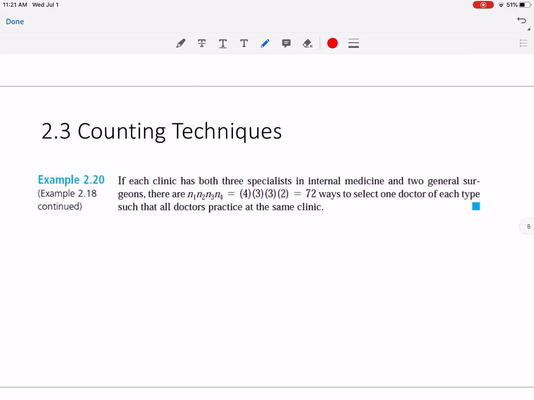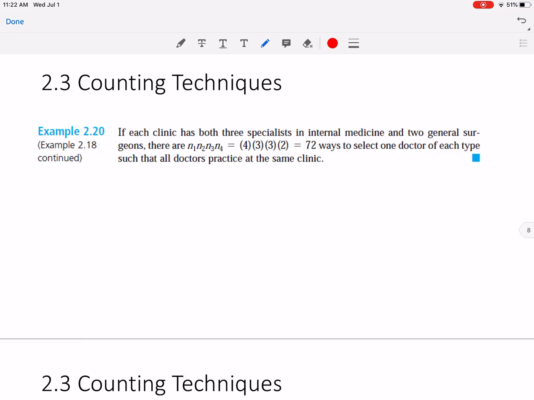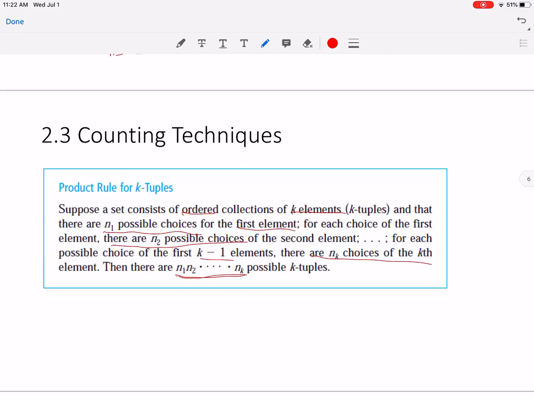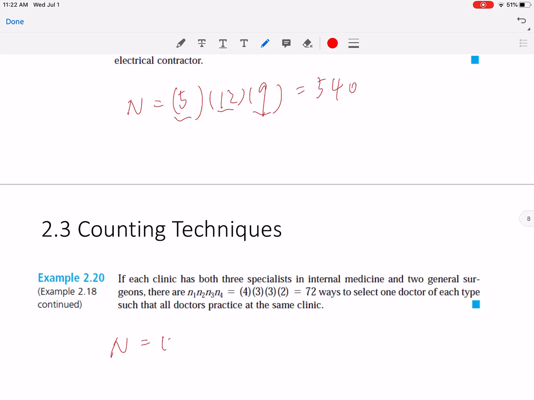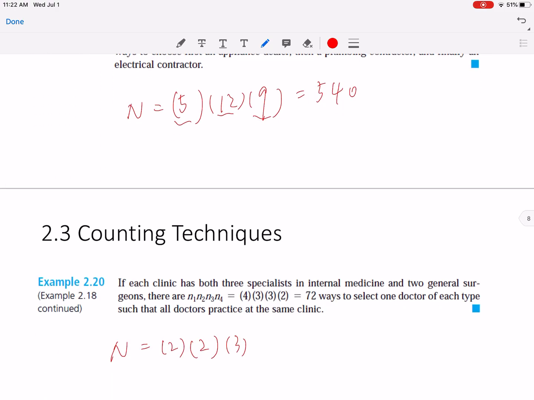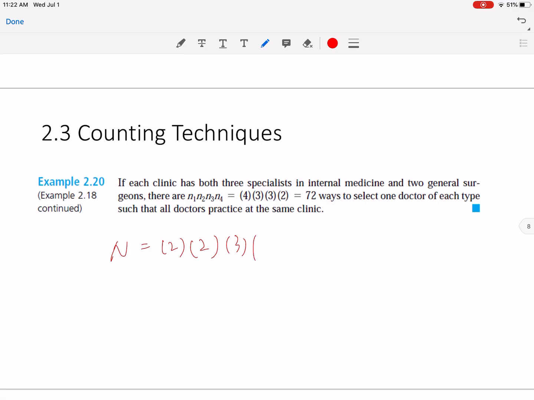Once this is clear, let's take a look at example 2.20. Each clinic has 3 specialists in internal medicine and 2 general surgeons, and we want to find how many ways we have in total to choose those doctors. As I just mentioned, we want to think of it one by one. First, we select a clinic, which is 2. Then times 2 for the obstetricians, and times 3 for the pediatricians. Then we select the specialist. We have 3 of them, so times 3.